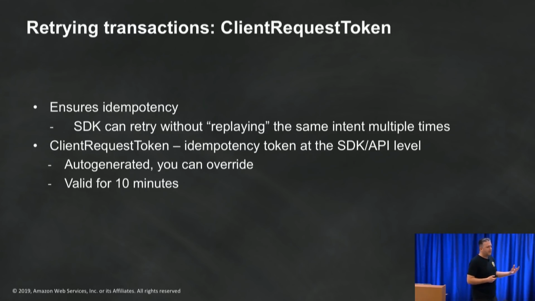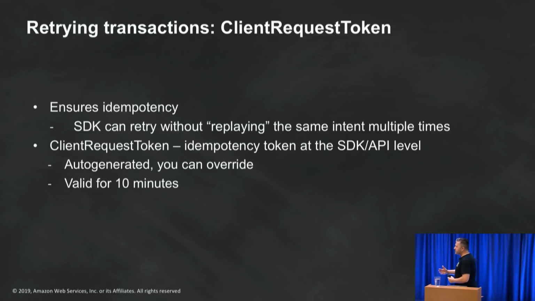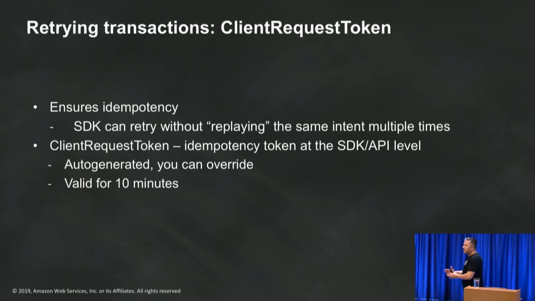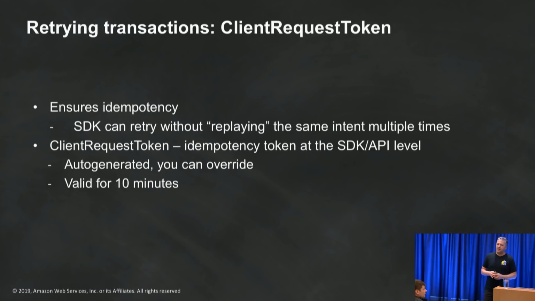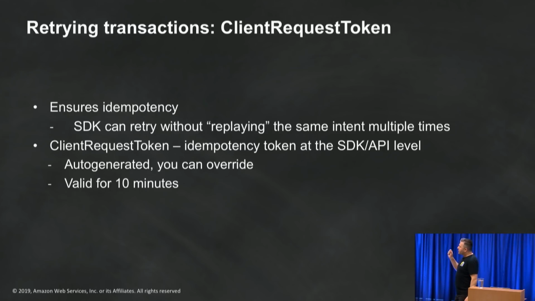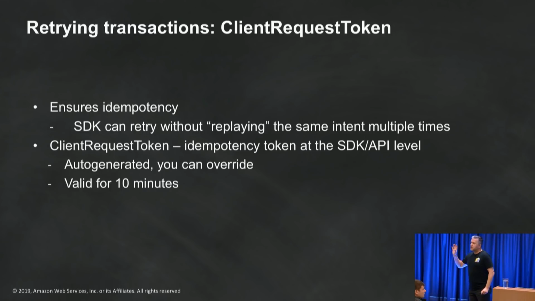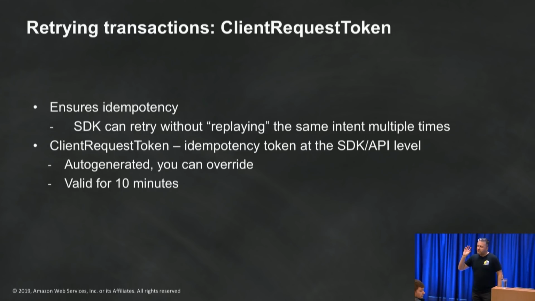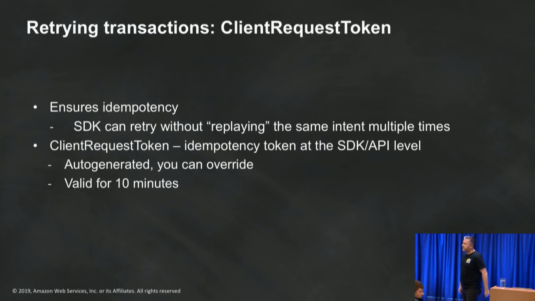So a quick note about ClientRequestToken, idempotency, right? SDKs provide this option automatically. You can also customize it. In other words, provide your own idempotency token. And so idempotency token is good for 10 minutes, during which, if the same transaction is repeated, it will not be executed. The service will recognize, based on the idempotency token, that it's the same transaction. However, if you do change any part of that transaction, you're going to get a different failure. You're going to get an idempotency parameter mismatch failure, which will tell you, oh, hey, look, you used the same idempotency token, but the contents of this transaction are different, so it's a different failure.